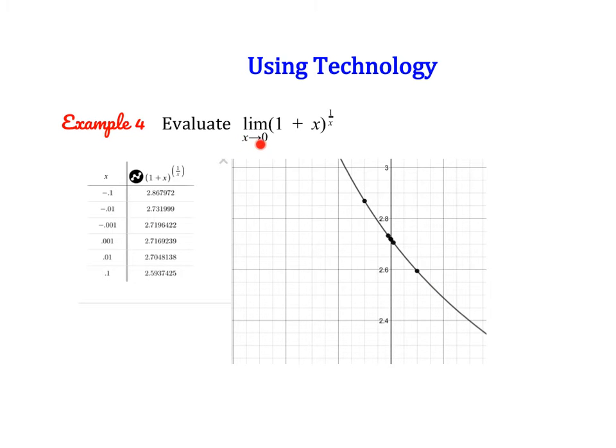So the limit as x approaches 0 of 1 plus x to the power of 1 over x, if you look at as we're getting closer and closer to 0 from the left and closer to 0 from the right, you might notice that this is actually approaching e. So the limit of this function is e as x approaches 0.